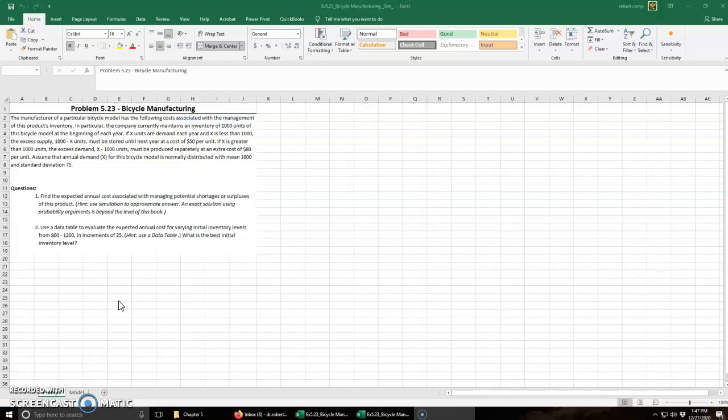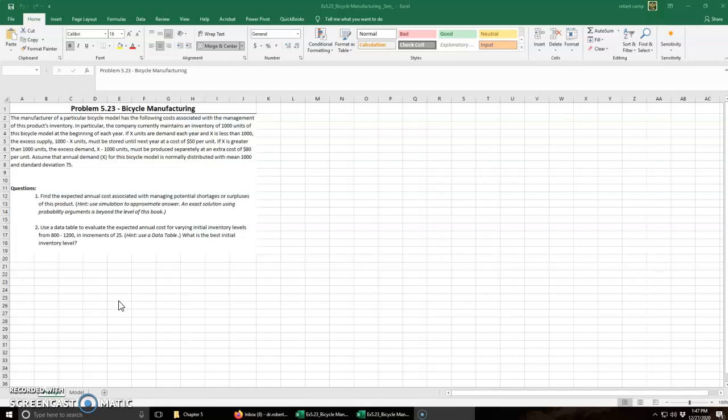A manufacturer of a particular bicycle model has the following costs associated with managing the inventory. In particular, the company currently maintains an inventory of 1,000 units at the beginning of the year. If X units are demanded each year and X is less than 1,000, the excess supply, 1,000 minus X, must be stored until next year at a cost of $50 a unit. If X is greater than 1,000 units, the excess demand, X minus 1,000, must be produced separately, and it costs an extra $80 per unit.